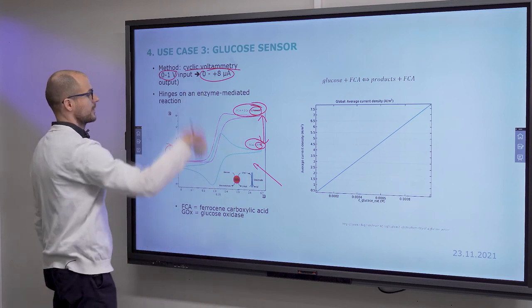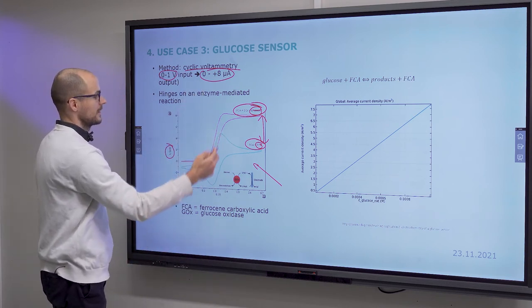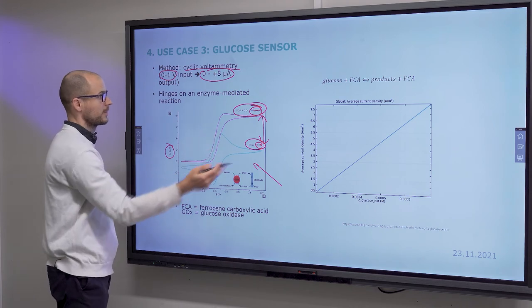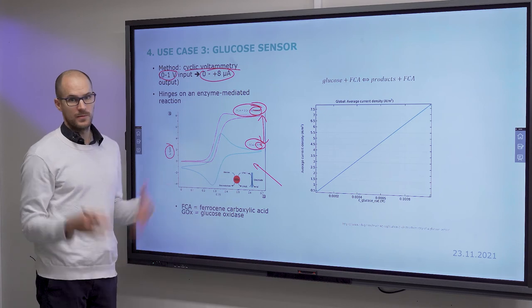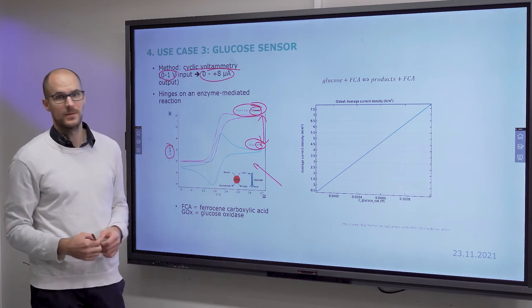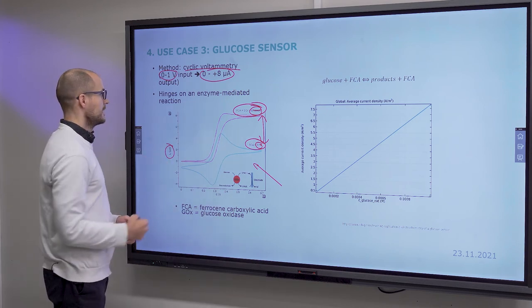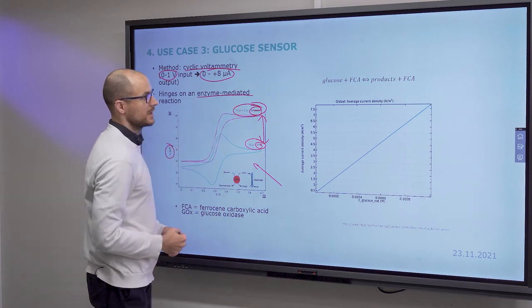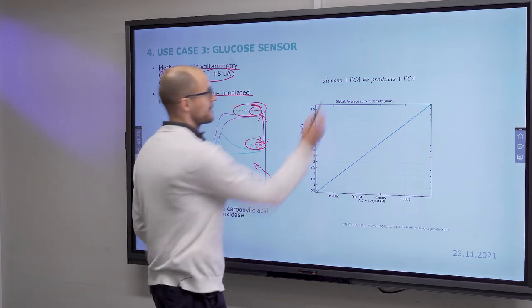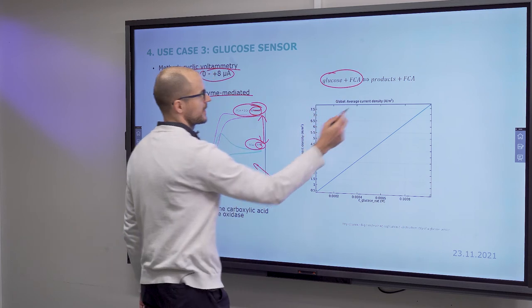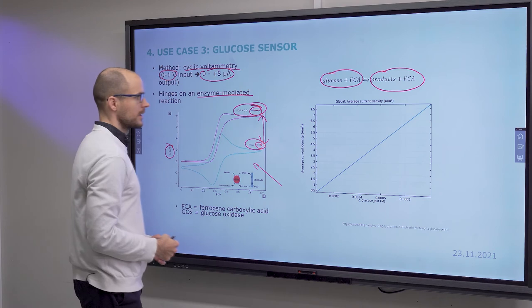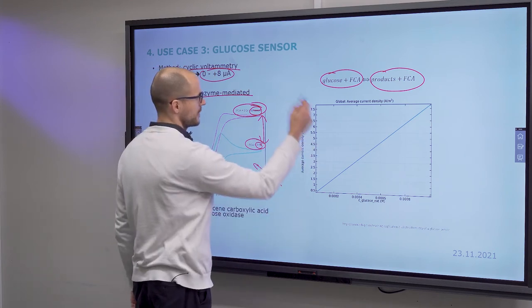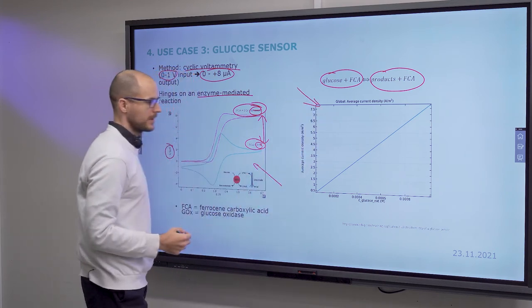And then you have a deflection from 0 to plus 8 microamps. So small voltage, small current, that is why you can have a portable device. And it is an enzyme-mediated reaction. So glucose plus ferricyanide gives products plus ferrocyanide, that is your reaction. And here's a simulation of the current density.